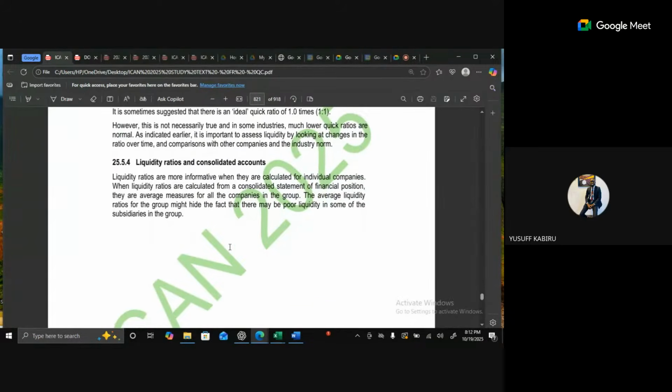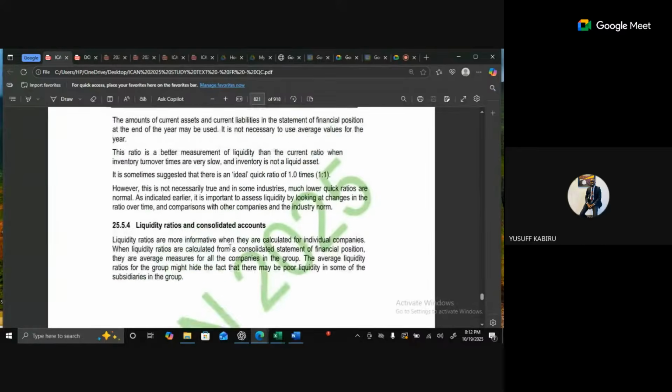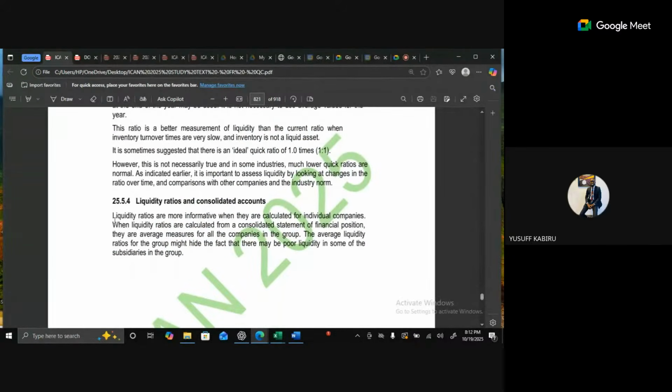Liquidity ratio and consolidated accounts. Let's read what they have to tell us there. The liquidity ratios are more informative when they are calculated for individual companies. When liquidity ratios are calculated from a consolidated statement, they are an average measure for all companies in the group. The average liquidity ratio for the group might hide the fact that there may be poor liquidity in some subsidiaries. So that is just what they are saying.